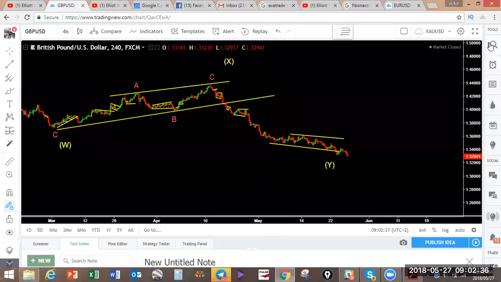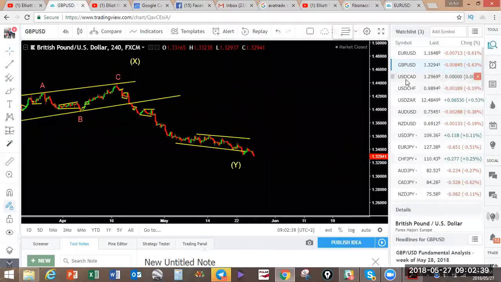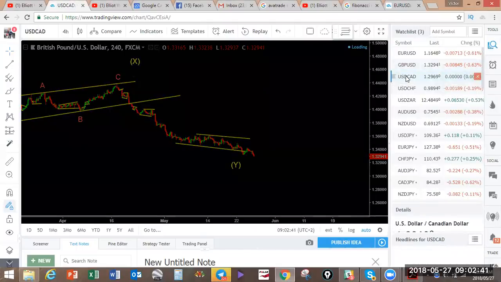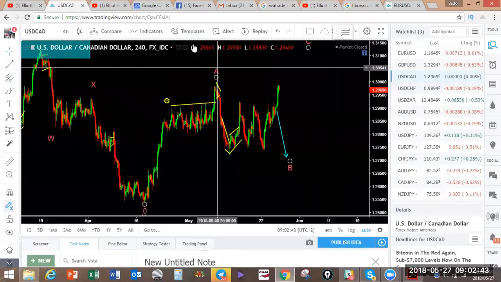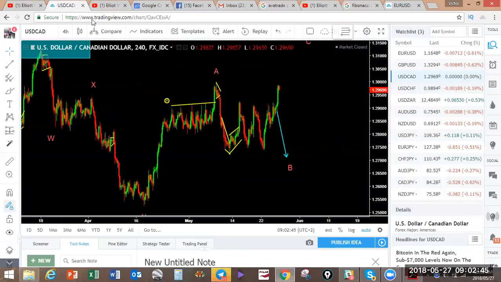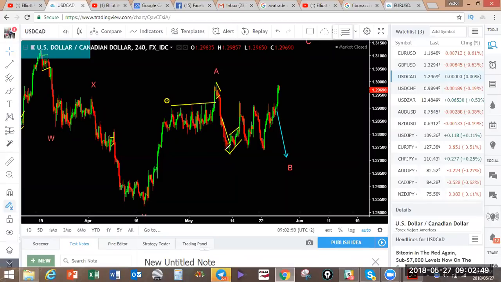Okay, that's pound US dollar. Let's go through the rest. US dollar CAD, you can see we forecast this correction exactly as it played out 2 weeks ago. Actually, you can watch the video as well. 2 weeks ago, we were here. We had this move down here, and I said that you are going to get this corrective structure here. Okay, this is what I drew 2 weeks ago. So you can actually go and watch that as well. And now we are in this correction.